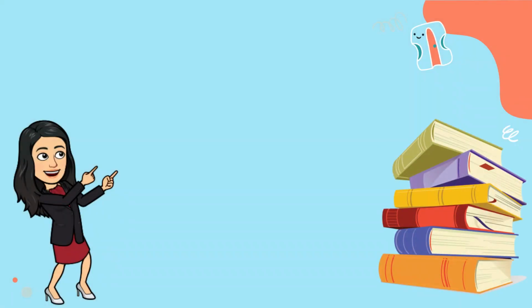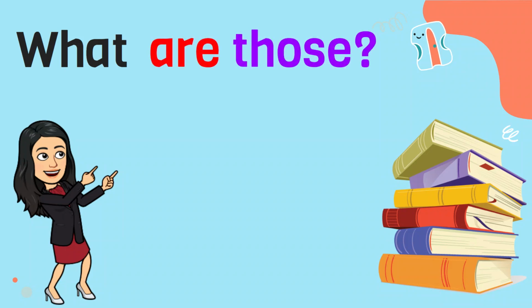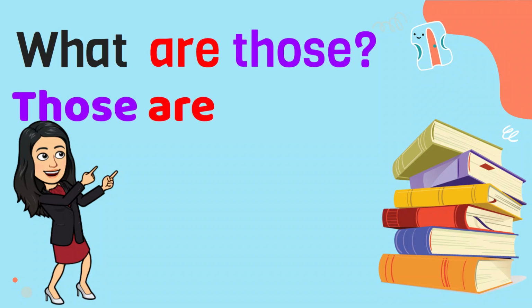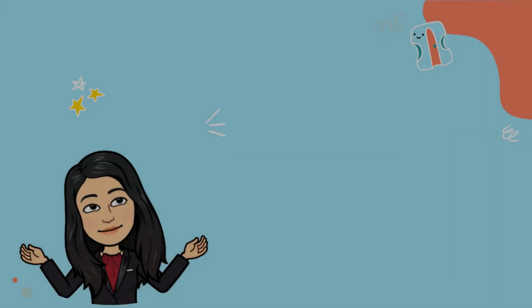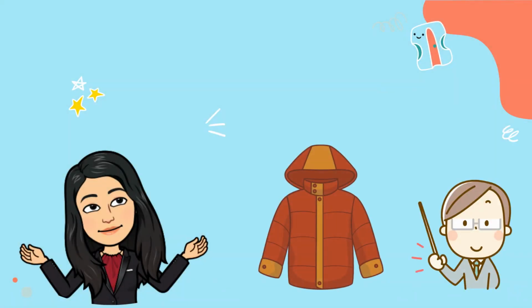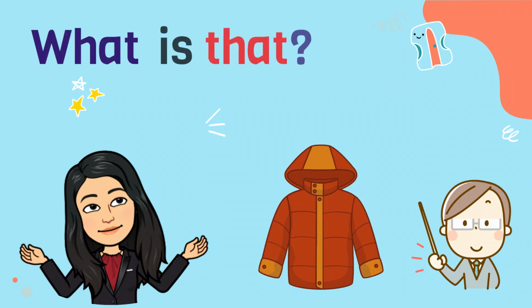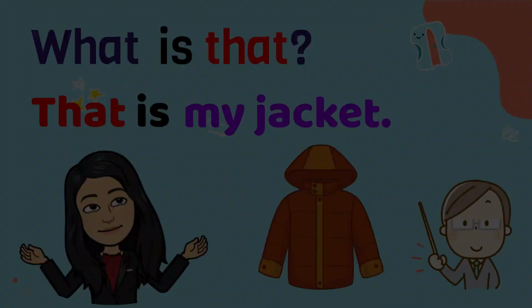How about this one? What are those? We can answer by saying, those are my books. We have to remember, if the things are more than one, we have to put S: my books. Okay, how about this one? We can say, what is that? That is my jacket.